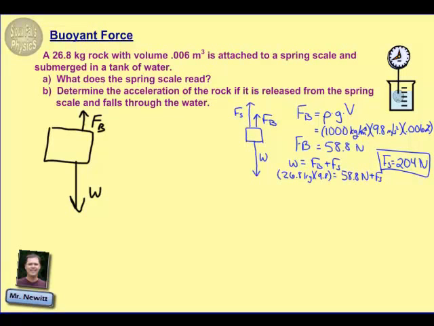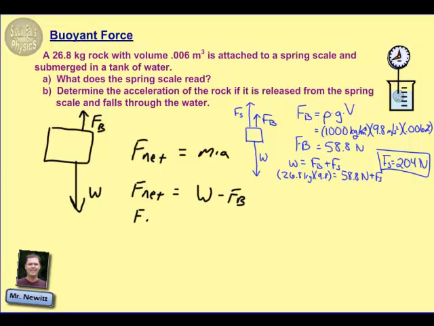We will no longer have the spring scale acting as a force. So we know that the net force that acts on an object is equal to its mass times its acceleration. So to find the acceleration, we're going to use this equation. First of all, to figure out the net force that's acting on this, that will simply be the weight of the rock minus that buoyant force.